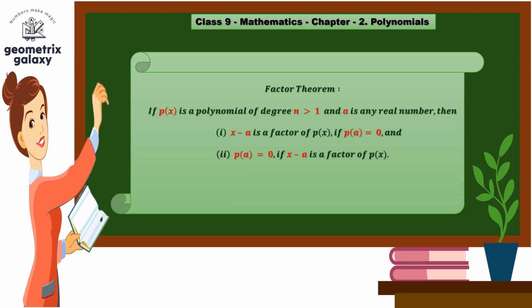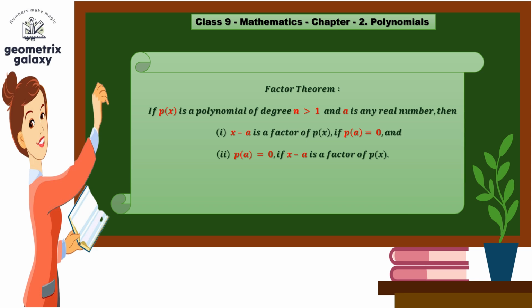If p of x is a polynomial of degree n greater than 1 and a is any real number, then x minus a is a factor of p of x if p of a is equal to 0, and p of a is equal to 0 if x minus a is a factor of p of x.